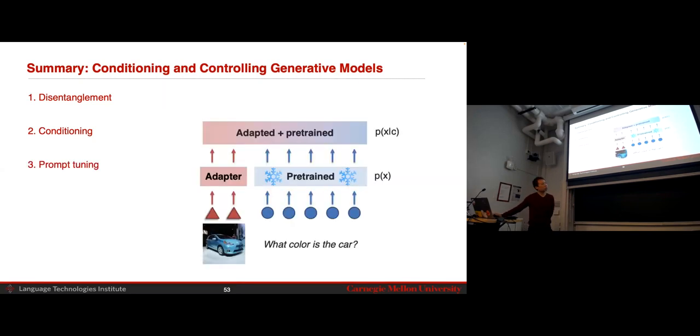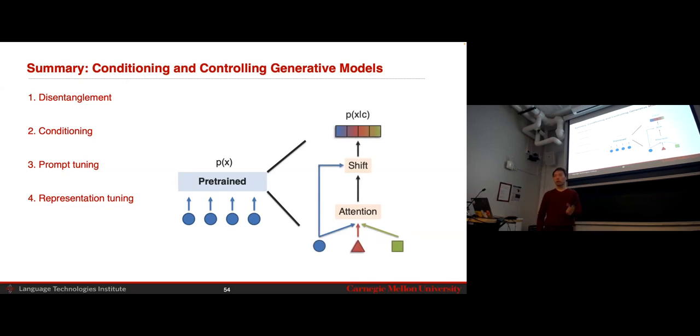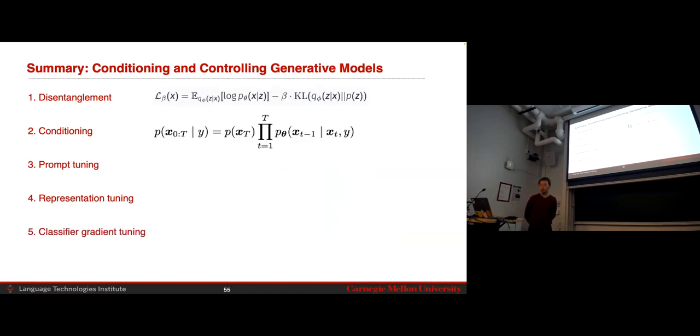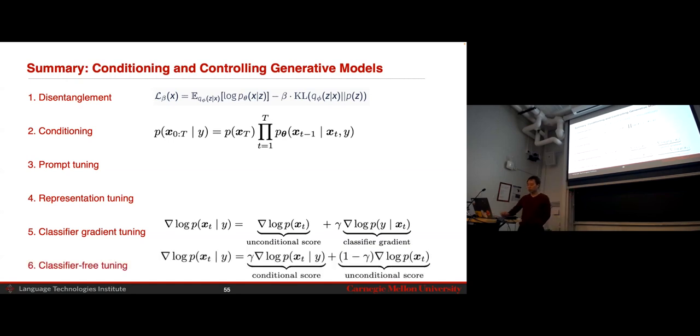We saw prompt tuning, which is more popular in language models. Keep the language model frozen, train an adapter from whatever you want to condition on into language model space. The adapter should be small and lightweight. We saw representation tuning, where you more or less open the black box of a language model and train a new self-attention that takes into account both the original language model and whatever features you want to condition on. We saw classifier gradient tuning using Bayes' rule, writing x given y as p of x and y given x, simultaneously generating data of high likelihood given the unconditional model, and also generating data of high likelihood that your classifier predicts to be your variable of interest. And classifier free tuning, something that's quite specific to diffusion models but seems to work pretty well, right? So you're always treating your conditional model as a weighted average of a conditional model and an unconditional model.